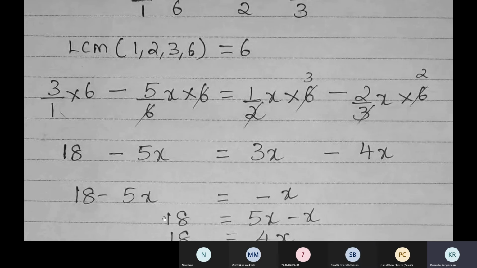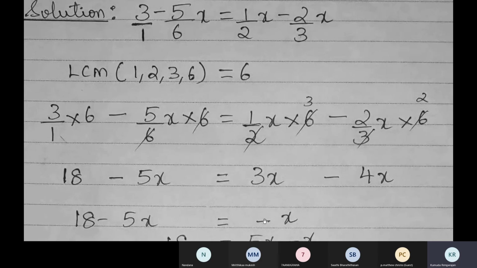So we have 18 is equal to 5x minus x. Now in this step we have collected the x terms on one side in the RHS, and the number 18 is the only number and that is on the left hand side. Now what is 5x minus x?